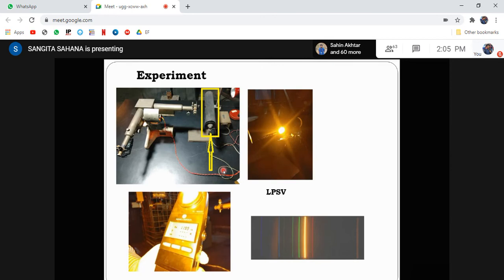Like whenever you use any voltmeter or ammeter, we check the zero error, right? Similarly, here also we have to check whether there is any error in this instrument itself or not. So we will start the experiment with the low pressure sodium vapor lamp because it emits a monochromatic color, or the main radiation is in the yellow region, which is at 589.6 nanometer. So that value is already known to us. So we'll start the experiment with LPSP.